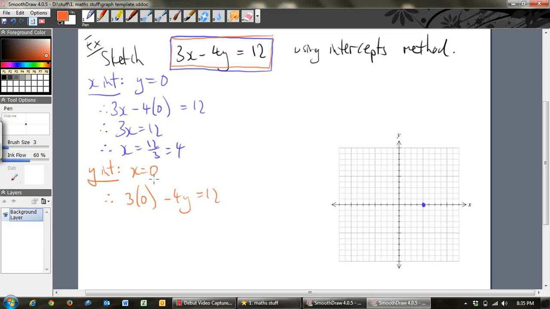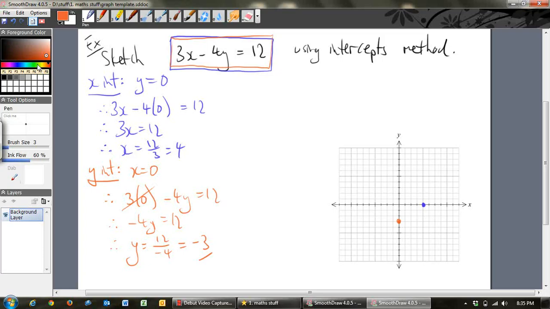Now we just need to solve this equation. What's 3 times 0? 0. So that just disappears. So therefore, negative 4y equals 12. Therefore, y is equal to, get rid of that negative 4, you divide by negative 4. So 12 divided by negative 4 is equal to negative 3. Cool. So that's your y-intercept. What does that mean? This is where the line crosses the y-axis. So let's put that on here. Where is negative 3? 1, 2, 3. That is your y-intercept right there.